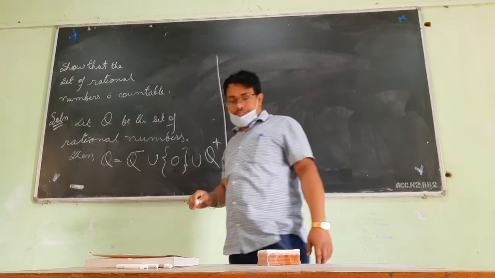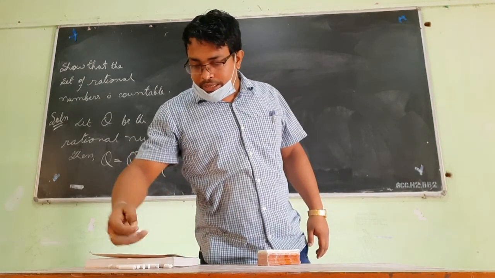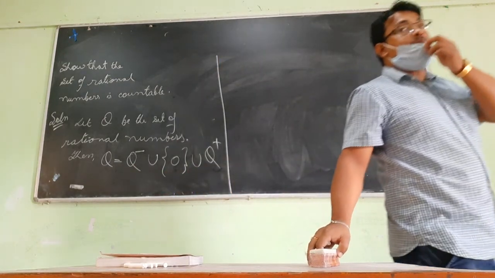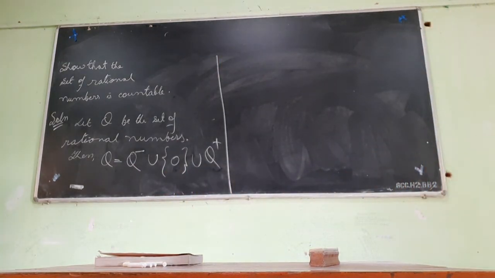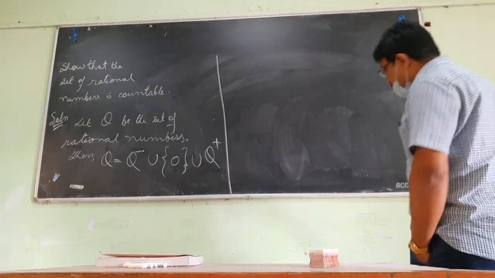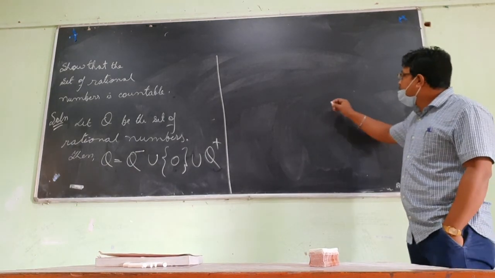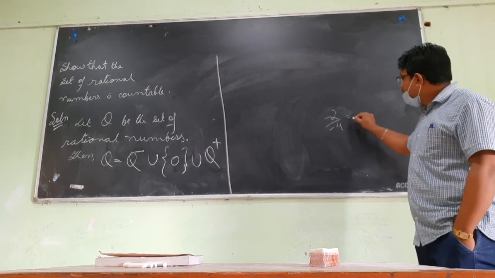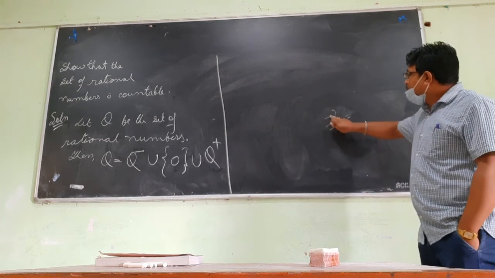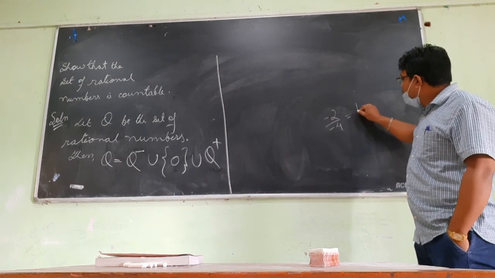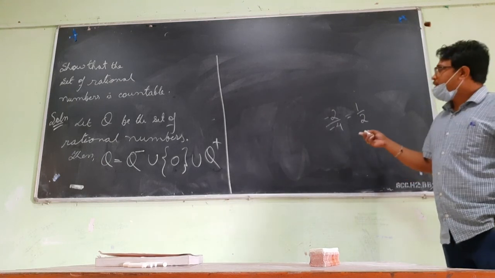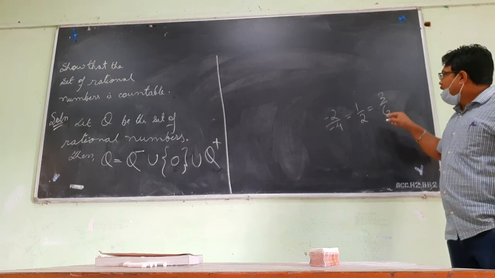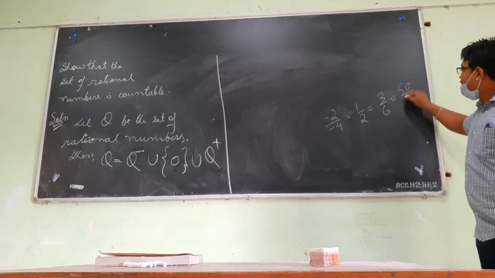Now, what is a rational number? Any number that can be written in the form p divided by q, where p and q are integers and q is non-zero. But I can also write a rational number in other ways. Suppose minus 2 by minus 4. This can be written as half, which is also the same as 3 by 6, and the same as 50 by 100.